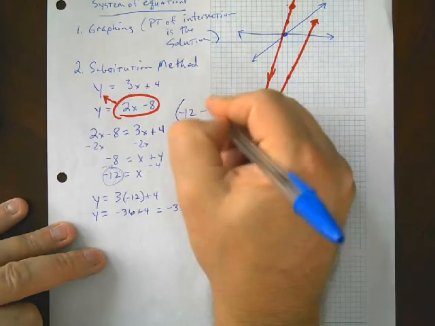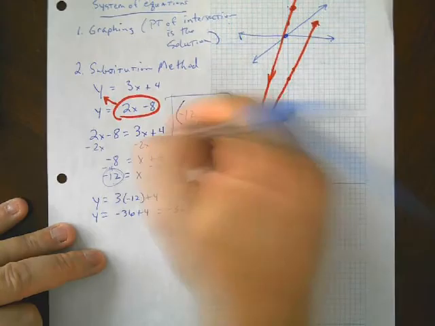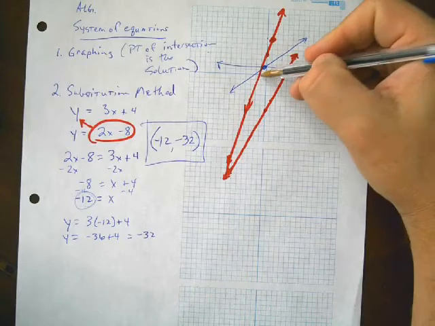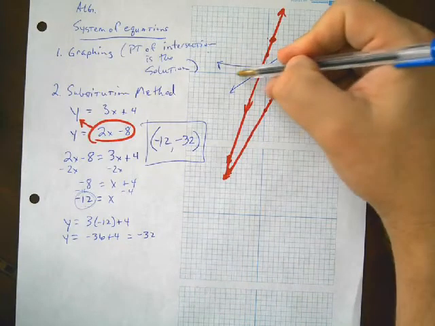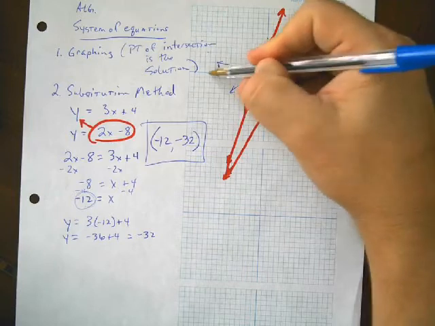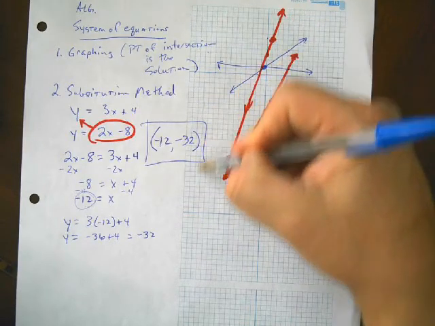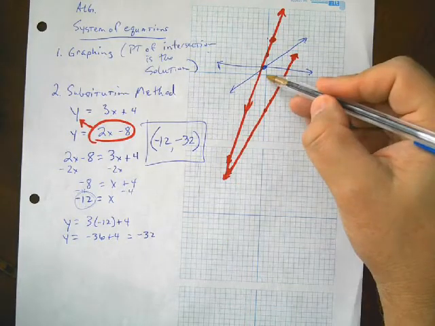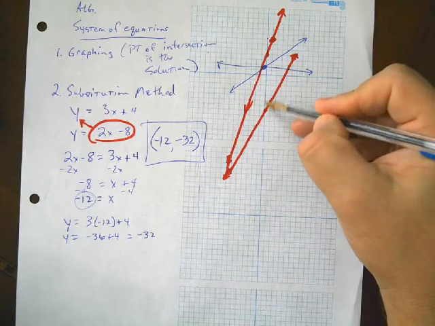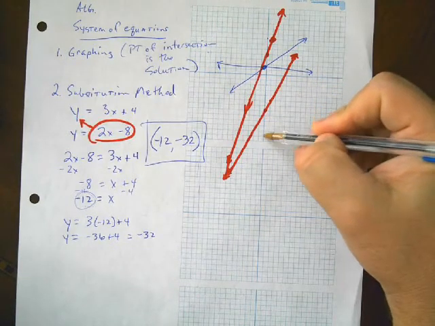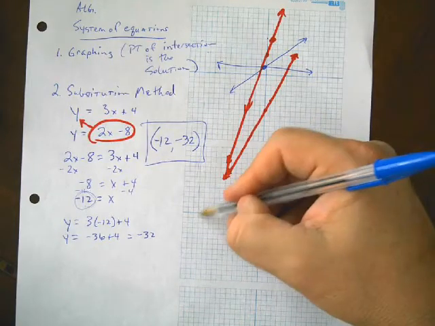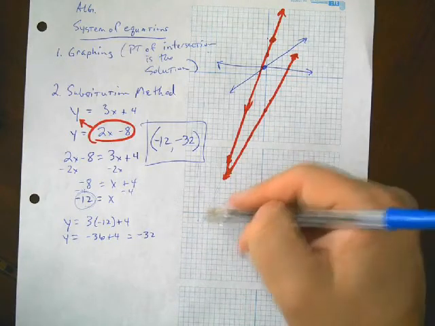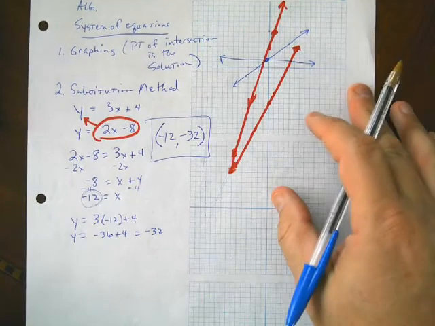And so our solution set, ordered pair, is negative 12, negative 32. If I were to graph this as accurately as possible, it would be way over 12, and then all the way down to 32. It's going to be way down here if we graphed it, if we were using straight edges. So anyways, that's the substitution method.